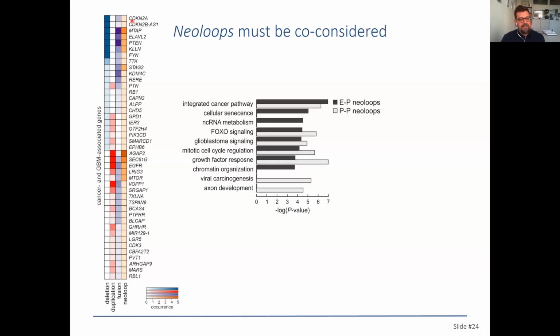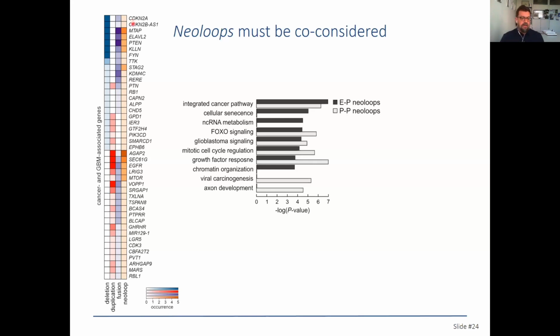So one is CDKN2A. This is the famous P21 protein. Very often, this locus is deleted because this allows cells to escape senescence and cell cycle arrest. And you can see that in most of our patients, there are actually 13 behind this color here. We have a deletion in the P21 locus, but we have a neoloop formation in the P21 locus in 4 cases. And in these 4 cases, this also leads to the repression of P21, presumably via repressor promoter interaction.